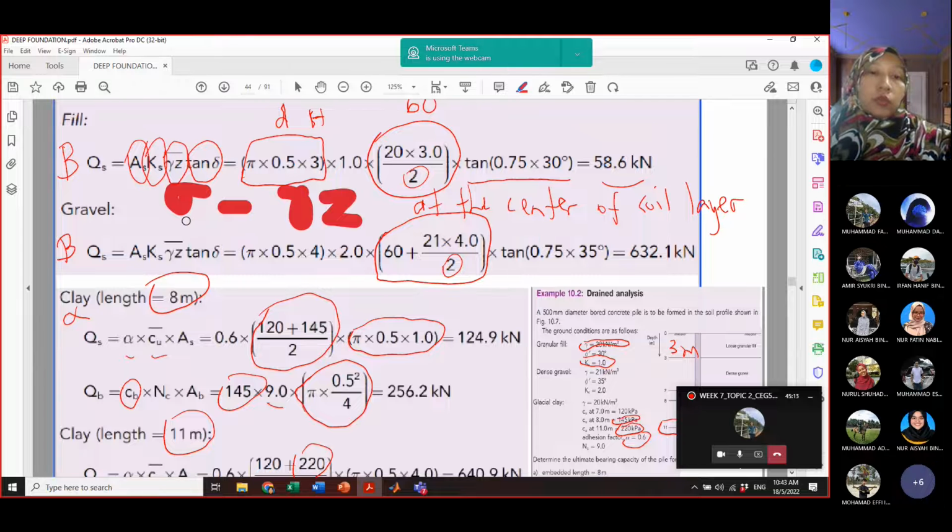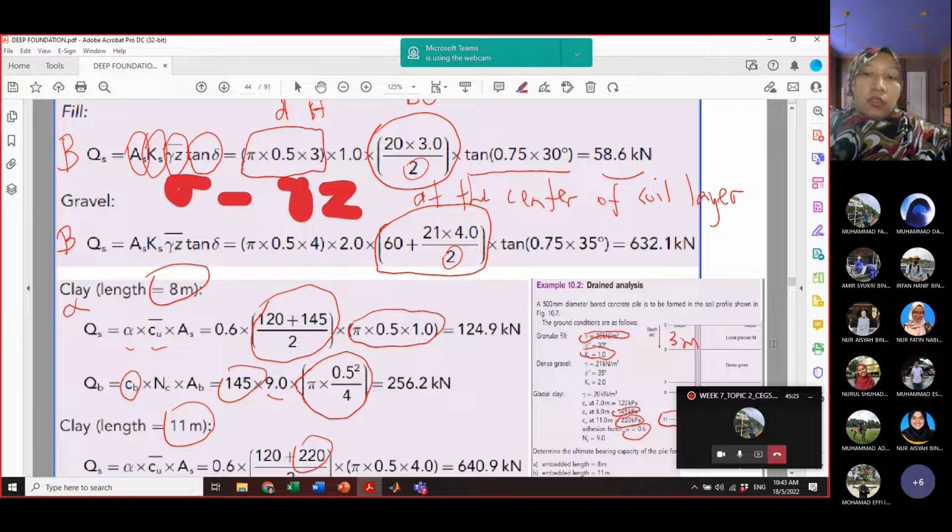For the second layer, to get its effective overburden pressure, the soil in the middle, meaning the gravel, is in layer number 2. So it will carry overburden pressure from the top. Where does the 60 come from? 60 is the unit weight 20 times 3, plus the unit weight for the dense gravel, 21, whose Z is 4, that is 7 minus 3, then divided by 2. So we get the overburden pressure at the center of the layer in the dense gravel, times tangent 0.75.